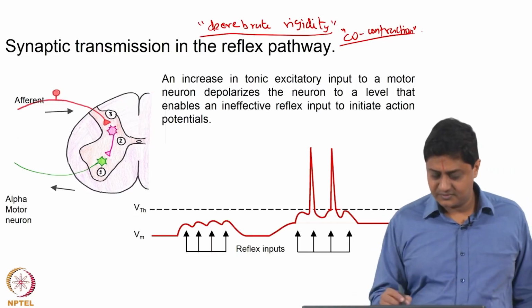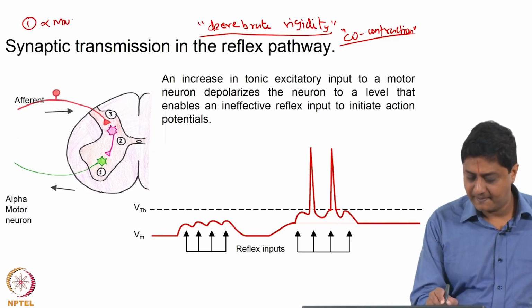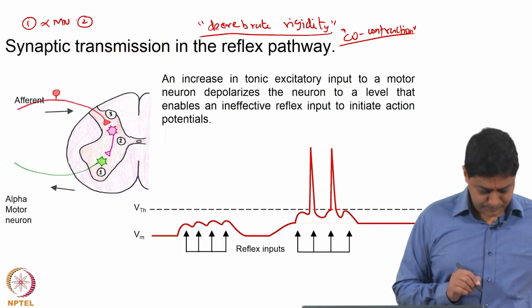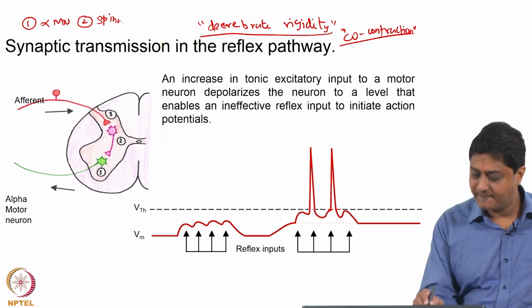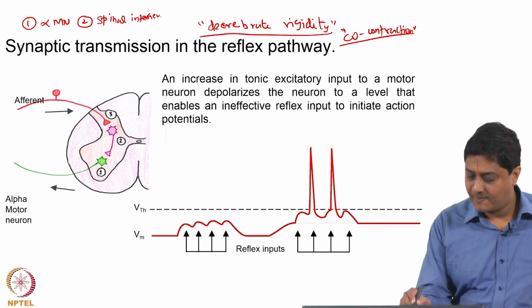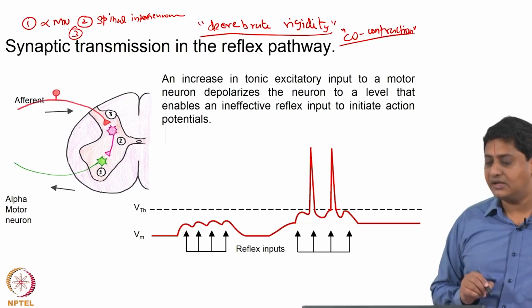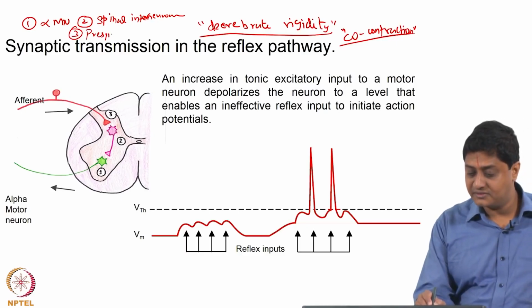First is the alpha motor neuron, second is the spinal interneurons, actually there are too many of them, and the third, importantly, is the presynaptic terminal of the afferent neurons.